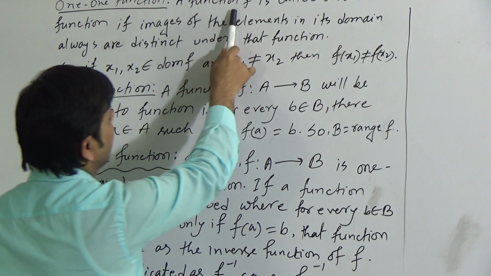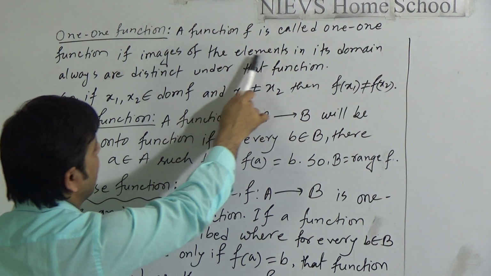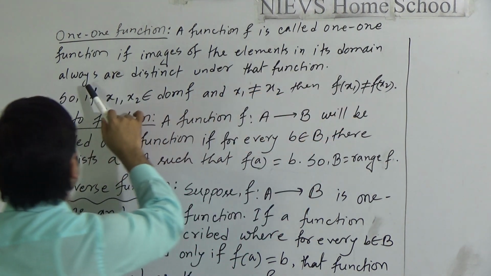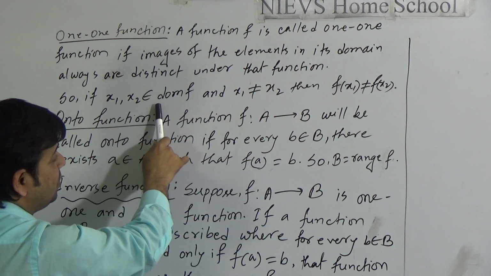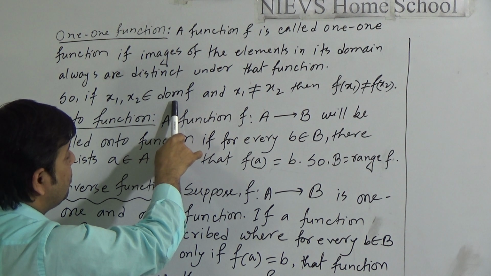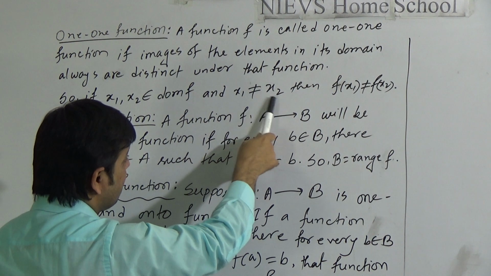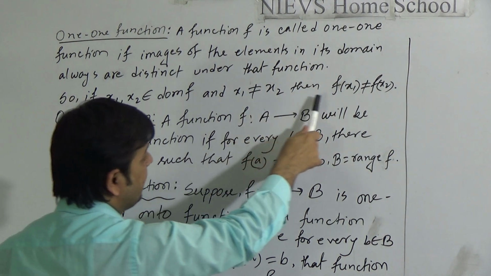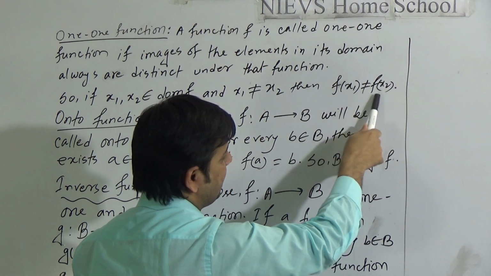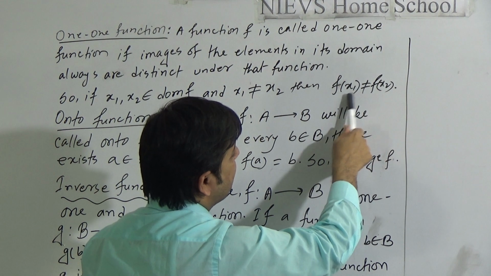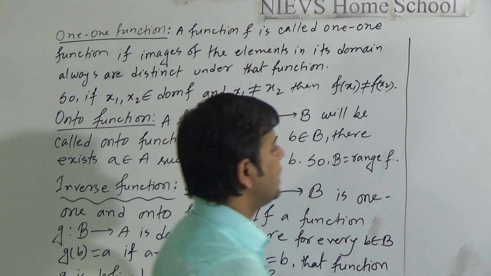A function f is called one-one if the images of the elements in its domain are always distinct under that function. So, if x1 and x2 belong to the domain of the function f and x1 is not equal to x2, it means that x1 and x2 are distinct, then their images, f(x1) and f(x2), will also be not equal, it means they will also be distinct. What does it mean? Okay dear students, now try to understand here.